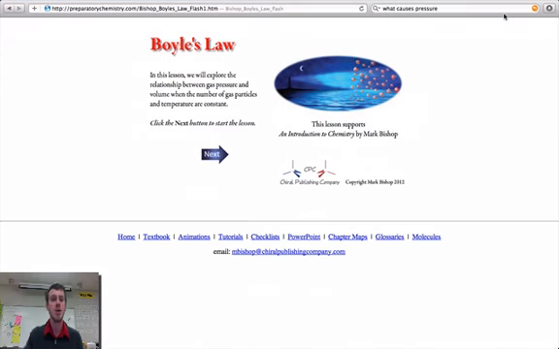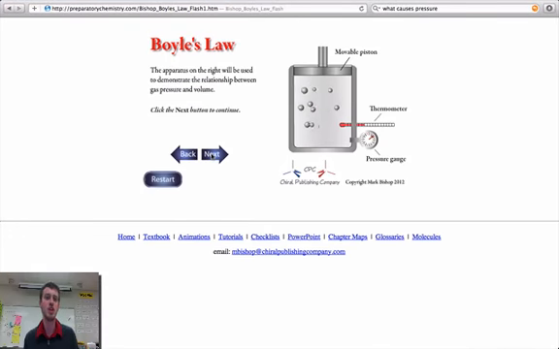Alright, so this animation's pretty good. This apparatus on the right has a bunch of gas molecules in there. It's got a piston that I can use to change the volume. If I move it down, then I'm decreasing my volume. It's got a thermometer to show you that the temperature is going to stay constant.